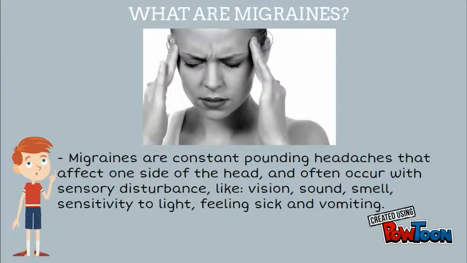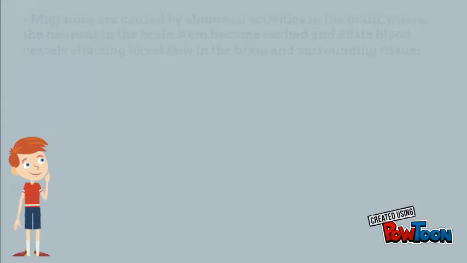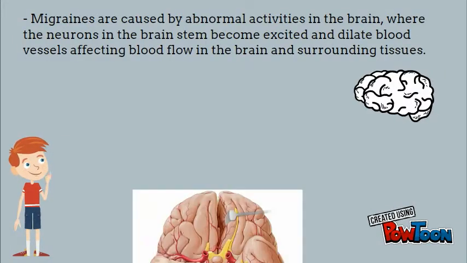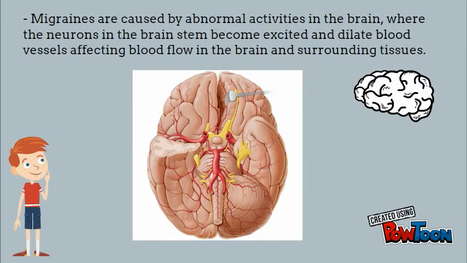Migraines are constant pounding headaches that affect one side of the head and often occur with sensory disturbance like vision, sound, smell, sensitivity to light, feeling sick, and vomiting. Migraines are caused by abnormal activities in the brain, where the neurons in the brainstem become excited and dilate blood vessels, affecting blood flow in the brain and surrounding tissues.